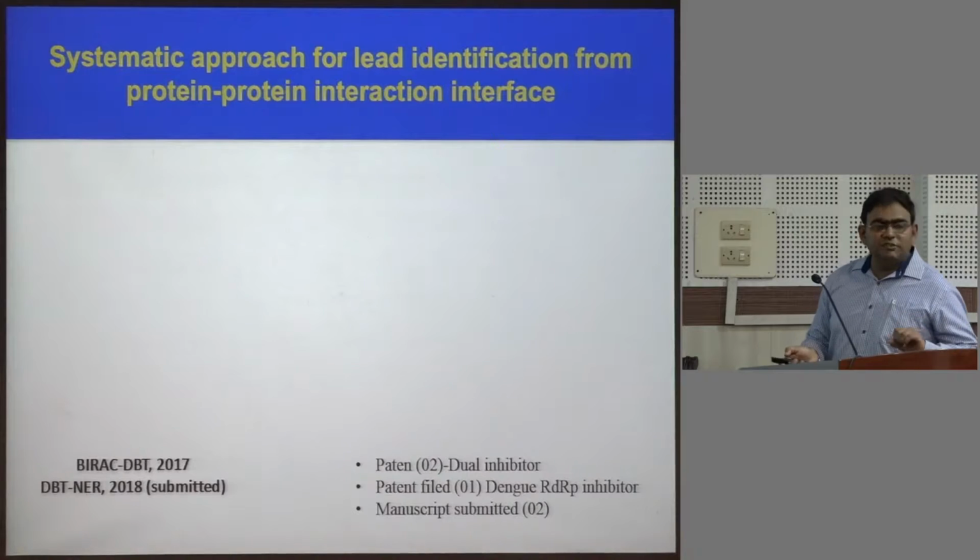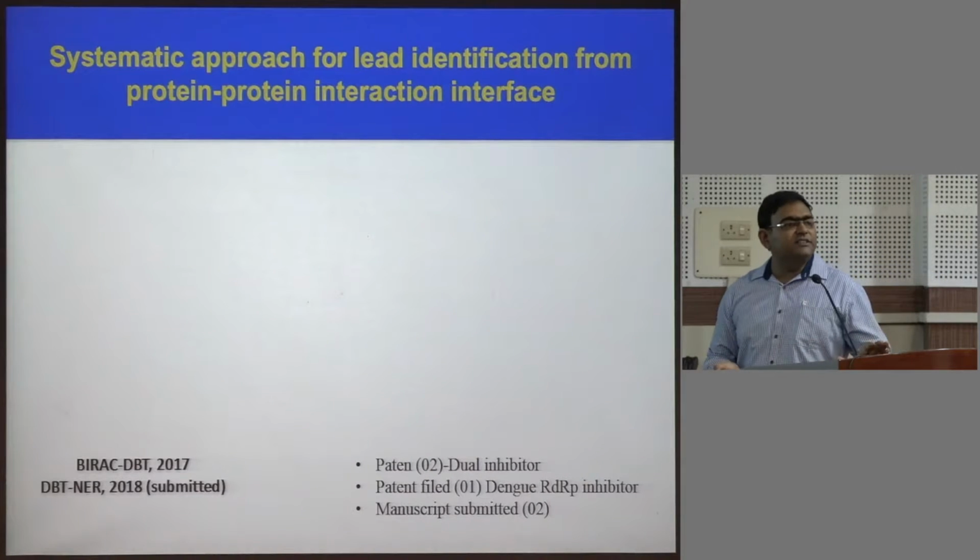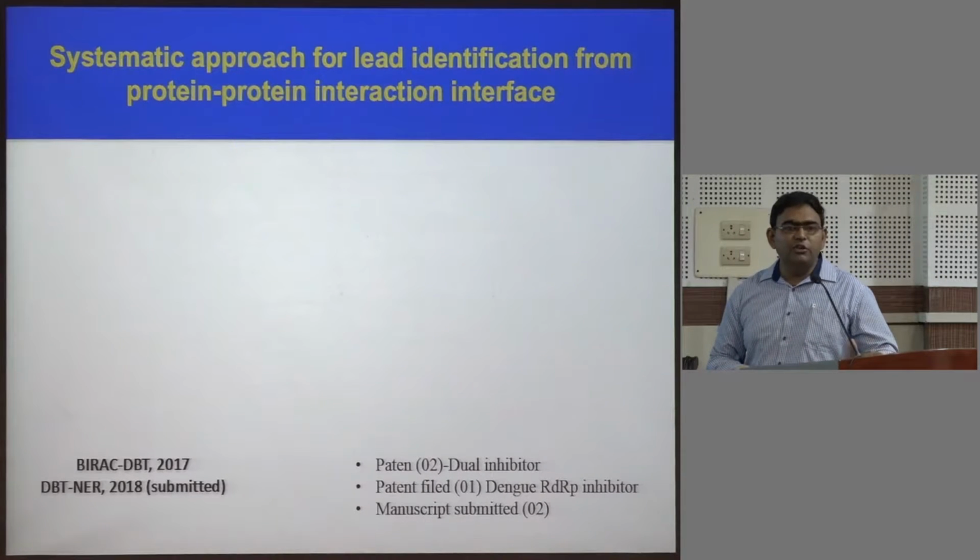Okay, so this was the first story. When you have your static structure and you want to develop your lead molecule, this is the process you have to follow to get a small molecule which is potent enough. The other interesting story I'm going to talk about is the protein-protein interaction interface.